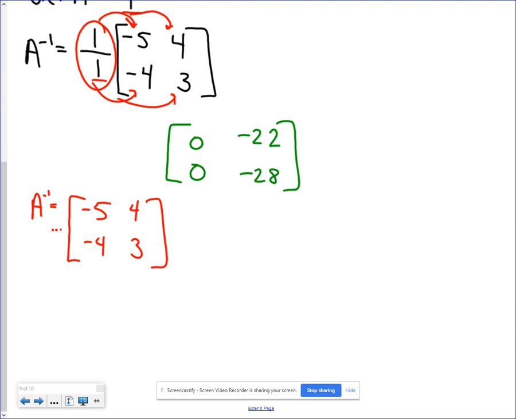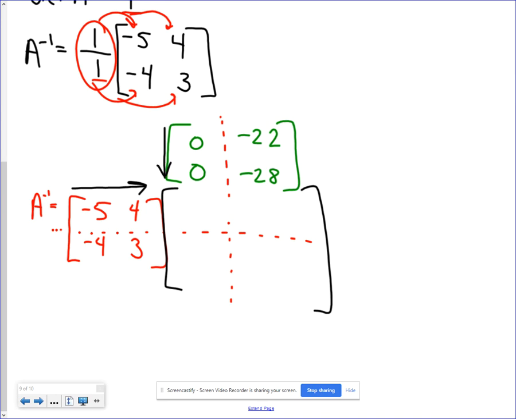So let's draw our dividing lines in. I'm going to go row times column. The first element in this row times the first element in that column: -5 times 0 is 0, plus the second element times the second element, which is 0. So we get 0. Now I'm going to do this row here, but now I'm going to use this column.